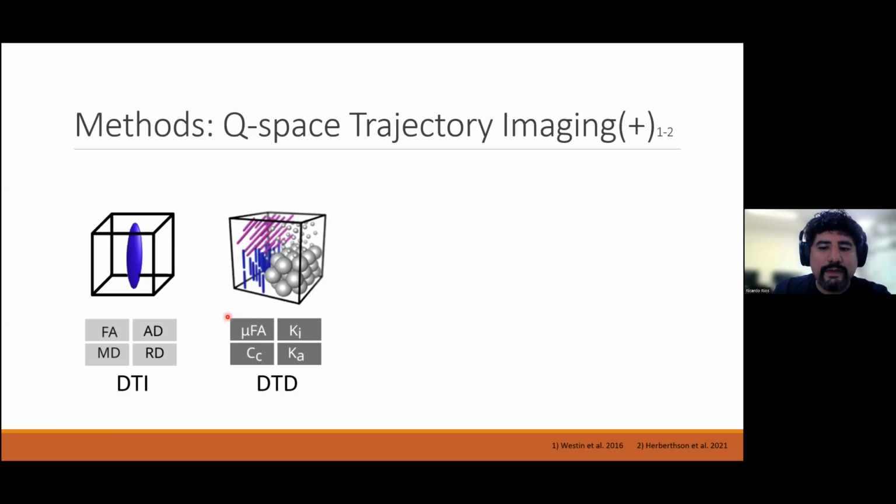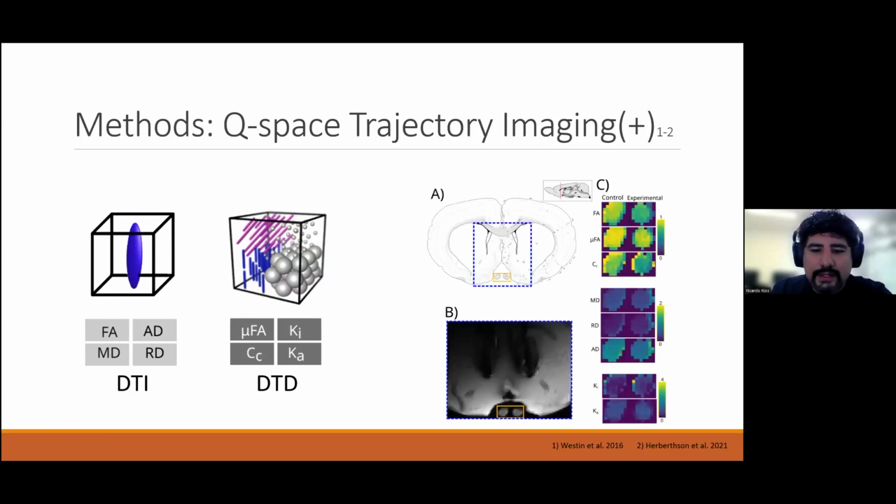Micro-FA is homologous to FA, but is not affected by the dispersion in the medium. CC measures the orientation coherence in the examples of the microtensors. Ki and Ka are both kurtosis sources related to the variance in sizes and shapes and anisotropy of the microtensors in the DTD. Here I show an example of the obtained contrast for a subject in this setting, and a schematic one in their injured class.